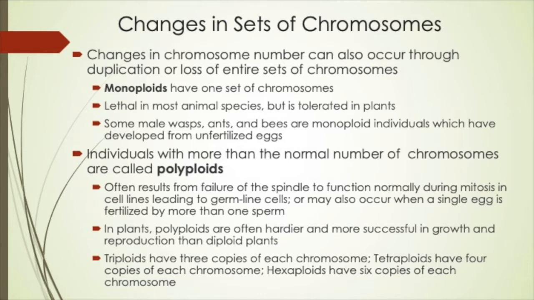Changes in sets of chromosomes is lethal in mammals, but not in plants. Plants specifically can go through this. Mammals cannot. This is lethal in most animal species, except some wasps, ants, and bees, and other things.